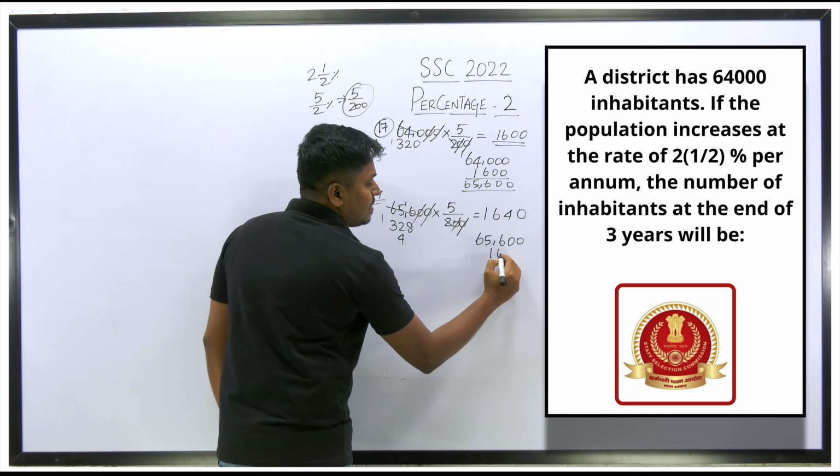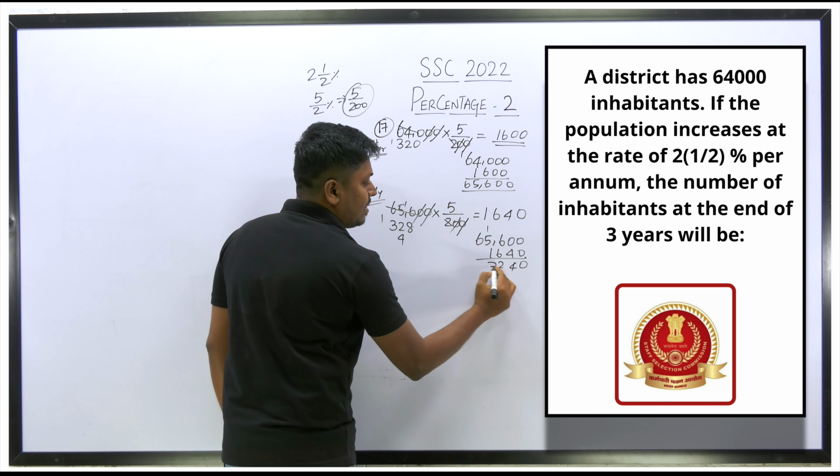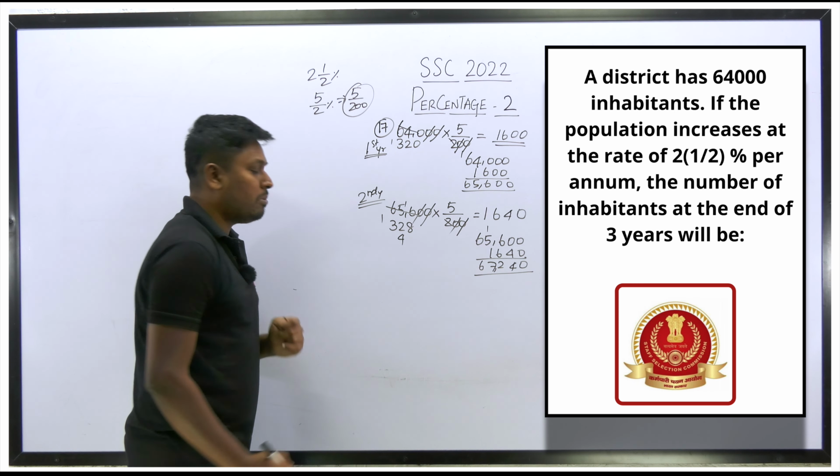Already how much population are there? 65,600. So 1640. Let me add this. So this will be 4, 12, 1, 5, 6, 7, 67. So 67,240 will be the second year population.